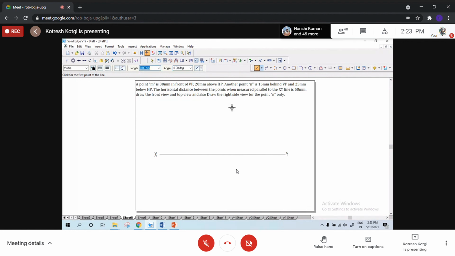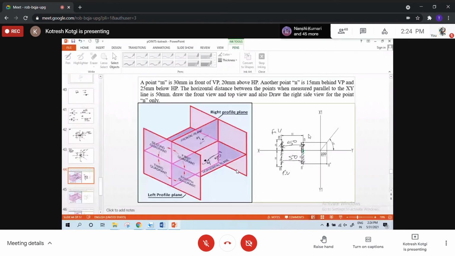Now after this, what I have to do now, I'll go back to PPT again. See here, they have asked right side view of N, but again here also they have not mentioned what is the distance of N from RPP. You getting my point? What is the distance of N from RPP is not given. Here also you can draw x1, y1 at a convenient distance from point N.